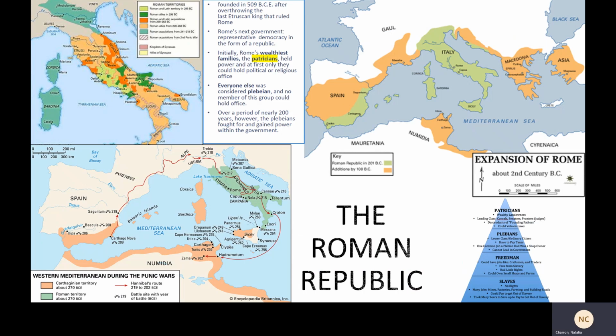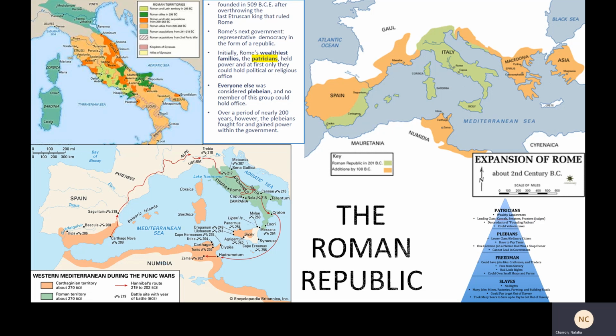So let's look at this Roman Republic. The Roman Republic began when Rome was a city-state. It was founded in 509 BCE after the Romans overthrew their last king. These Romans were determined not to be ruled by a tyrant again, much like the Greeks had been before them. And the wealthy landowners of Rome established their next government, a representative democracy in the form of a republic.